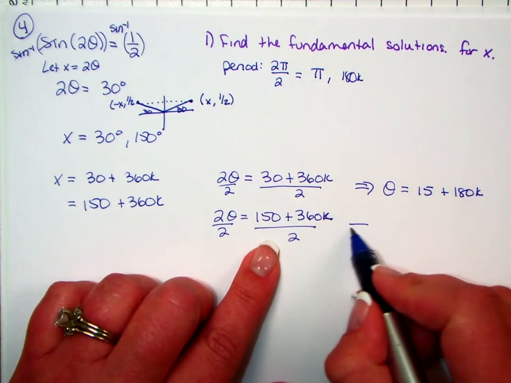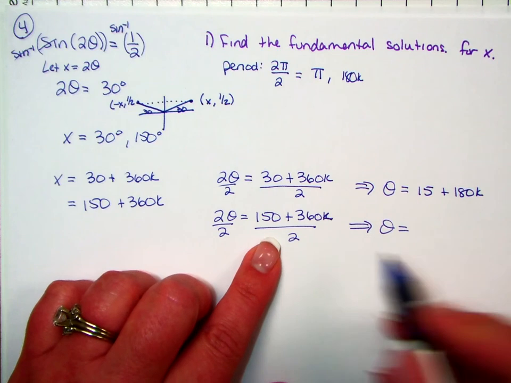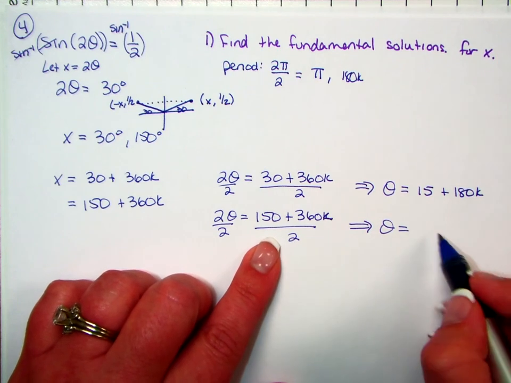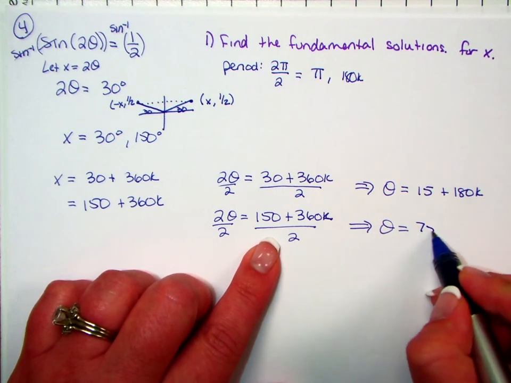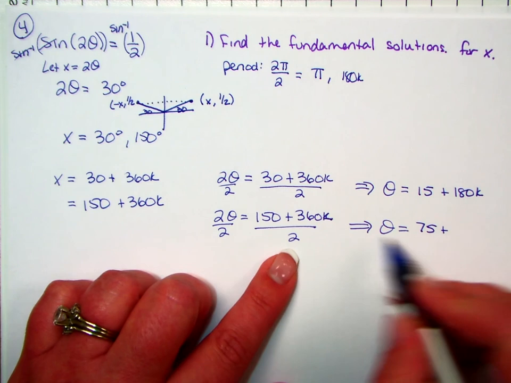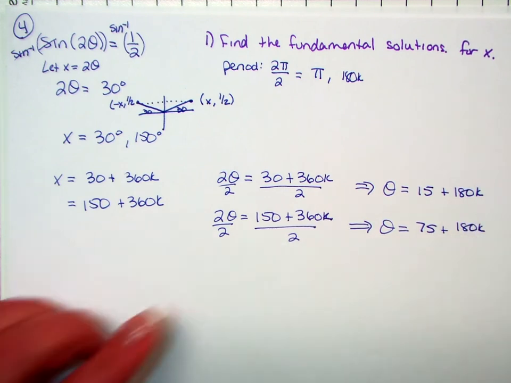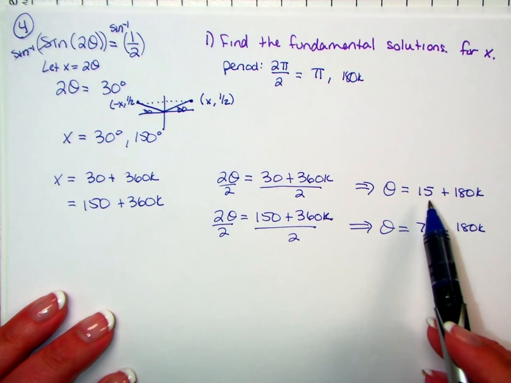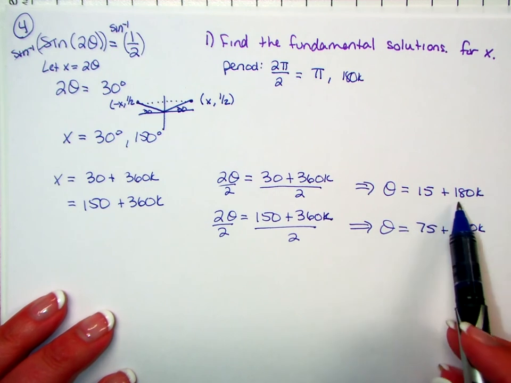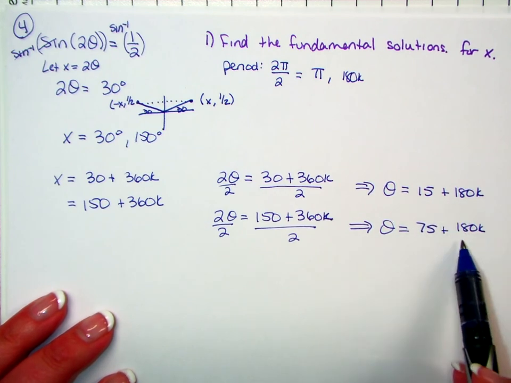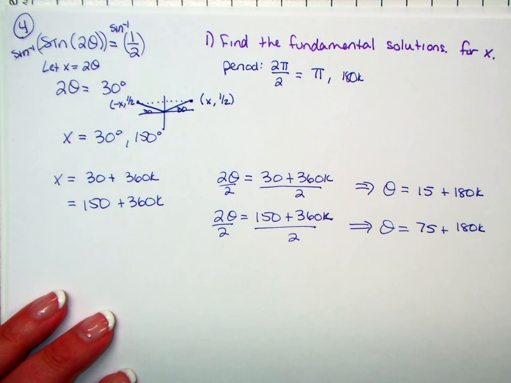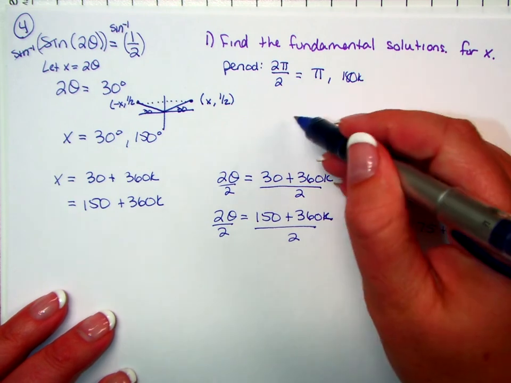And so then my other solution is going to be 150 divided by 2, which is 75, plus 360 divided by 2, which is 180k, right? So here are our fundamental solutions: 15 plus 180k and 75 plus 180k. Now, the reason why this happened, let me go ahead and show you on a graph.